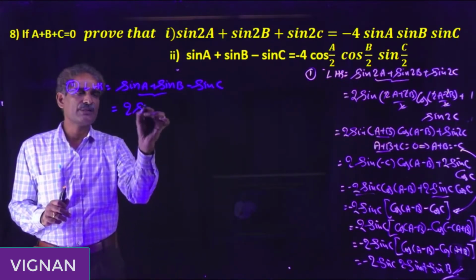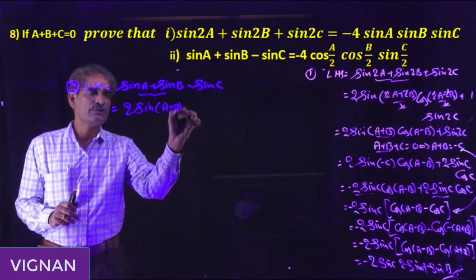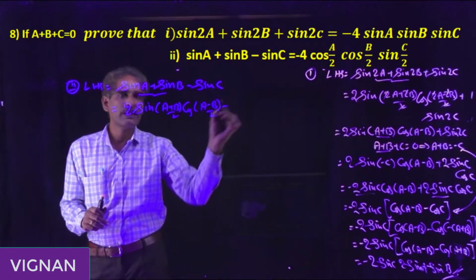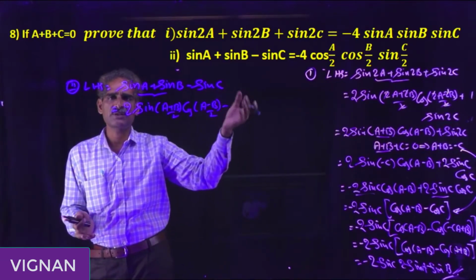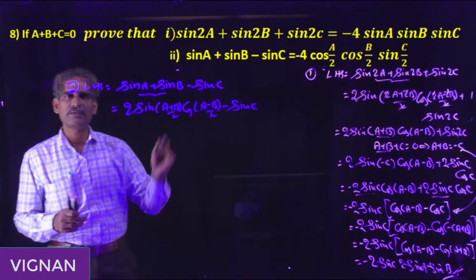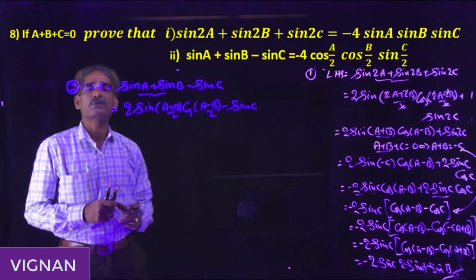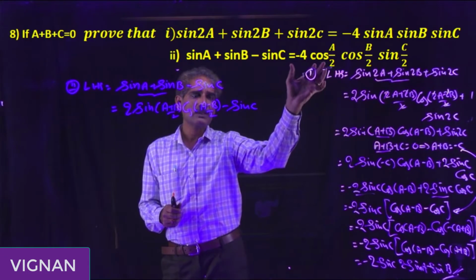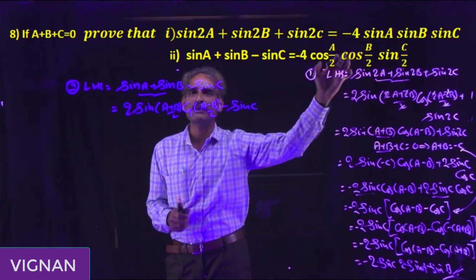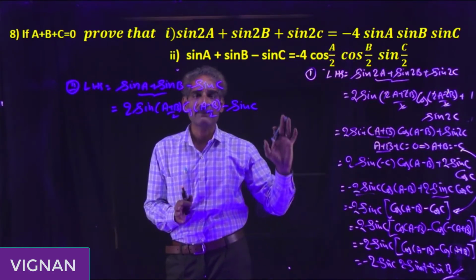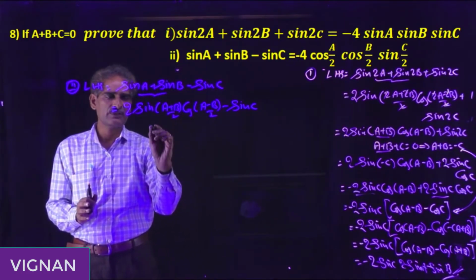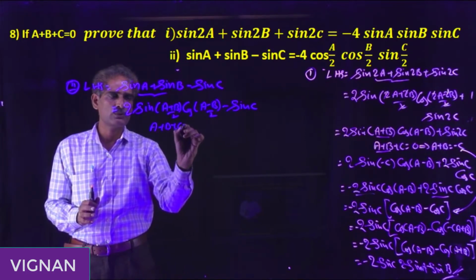2 sin of (c plus d) by 2 cos of (c minus d) by 2, minus. So try to express sin c in terms of c and d. Later just keep it; we will discuss that later. Now observe the right side of the second problem: cos a by 2, cos b by 2, sin c by 2. These are submultiple angles, so you can't change this angle directly, but we can change it with the help of the condition a plus b plus c equal to 0.